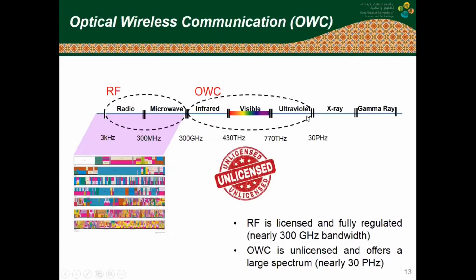So one of the first interesting statements that we can make at this point is that the RF spectrum is licensed and fully regulated. It's quite expensive to operate over the RF spectrum. We need all kinds of rules to follow in terms of the amount of interference you are allowed to emit, or licenses that you need to get from the government. Now, the optical part of the spectrum, at least so far, is unlicensed, and there's plenty of it. There is up to about 30 terahertz of bandwidth available for use.